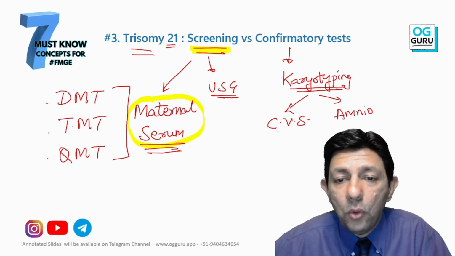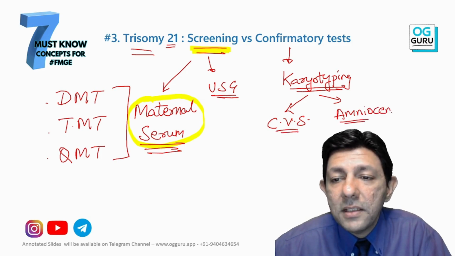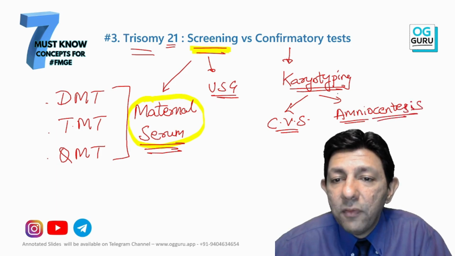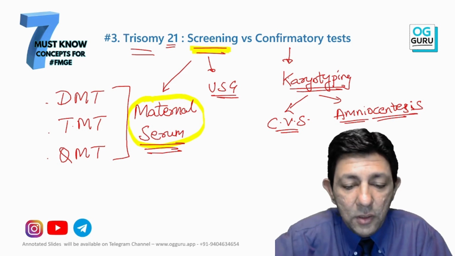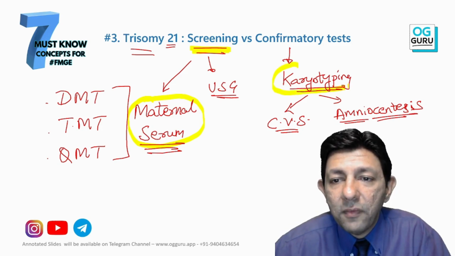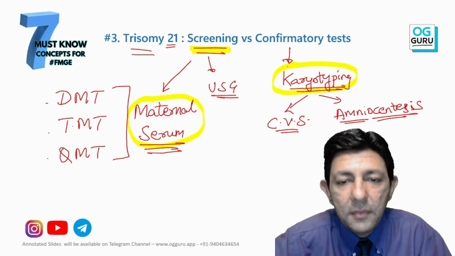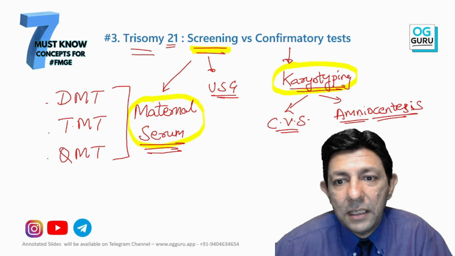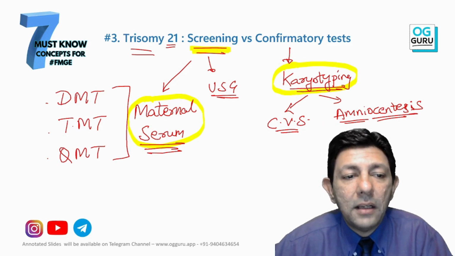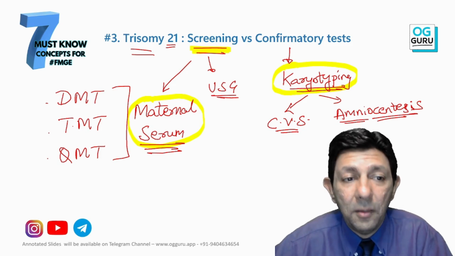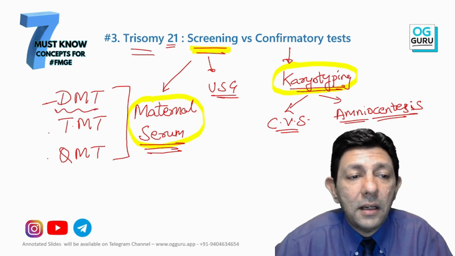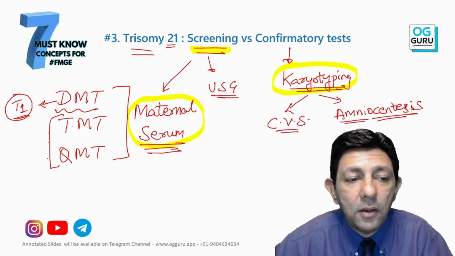So these are techniques. Chorionic villus sampling and amniocentesis are techniques to get the sample, and then from that sample you will do karyotyping. So don't get confused: the confirmatory test is karyotyping, which I can do by CVS or amniocentesis techniques. And dual marker test, triple marker test, quadruple marker test are screening tests done on maternal serum or maternal blood. By the way, dual marker test is done in the first trimester, and triple marker and quadruple marker tests are done in the second trimester.